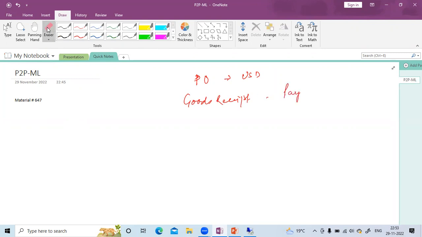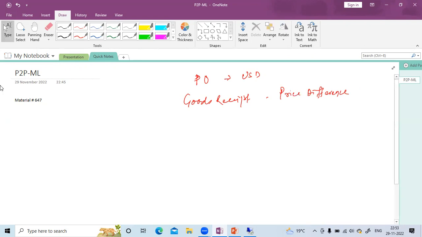It's not a payment difference, sorry. It will be a price difference. Right? A price difference will be there. Price difference may arise because your material rate is not equal to our purchase order rate.